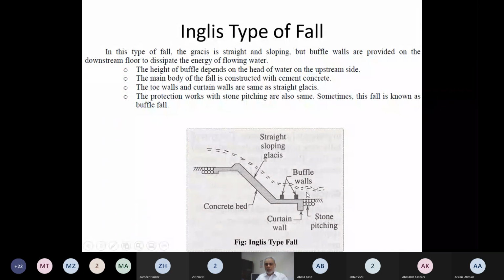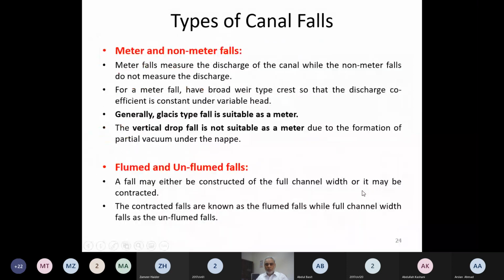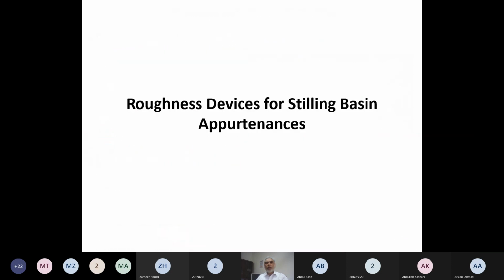English type fall, straight glacis fall. In addition to that, they provided baffle blocks, baffle walls. Meter fall and non-meter falls were discussed. Those falls which can be used for measurement of the discharge, we call them as a meter fall. And non-meter falls are those falls which cannot be used for measurement of the discharges.